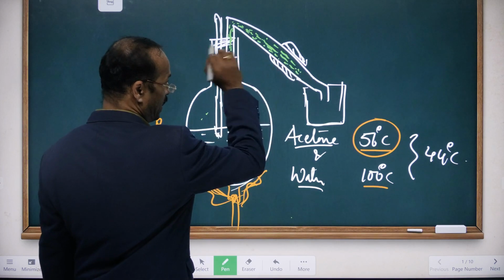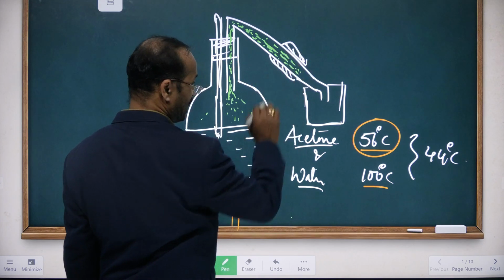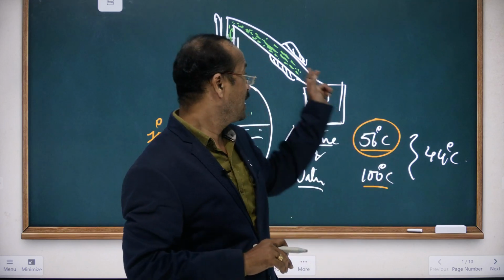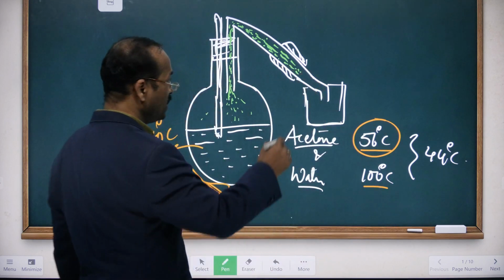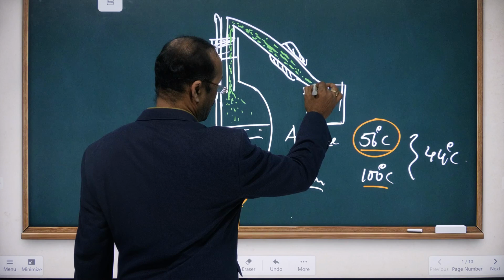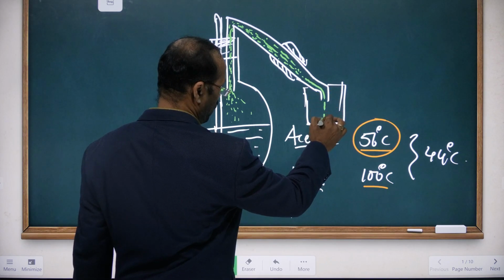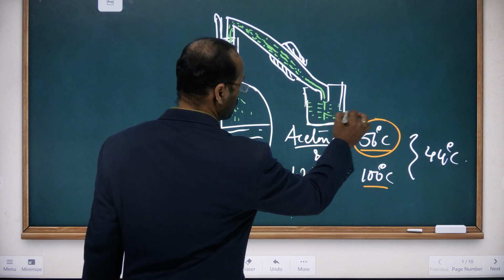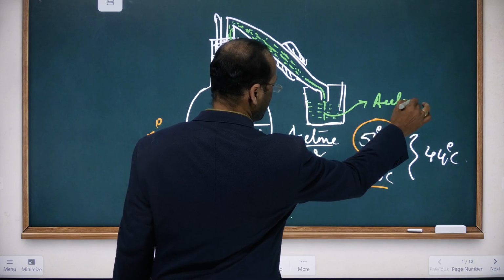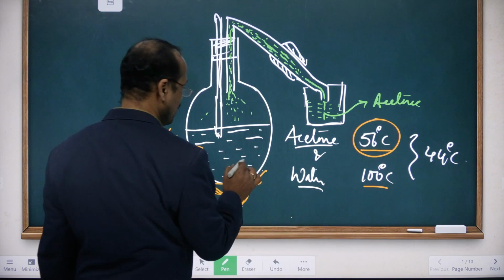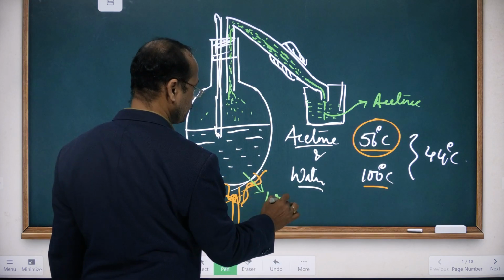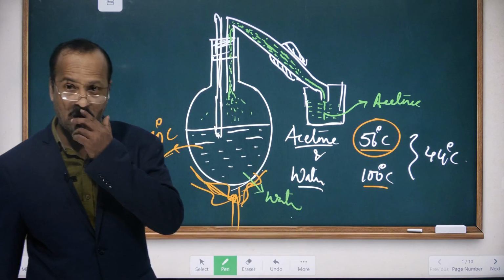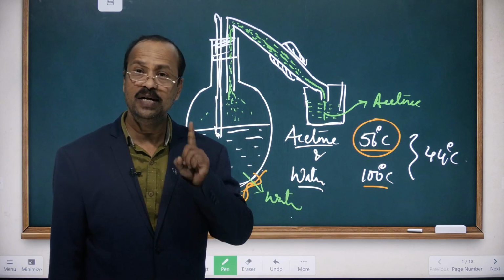When it's going here, we arrange one condenser here. Condenser means through which we can pass cool water so that this vapor gets cooled. When this vapor gets cooled, it condenses and forms a liquid, and the liquid is collected here. So like this acetone is collected and water is left here. So this method is called distillation.